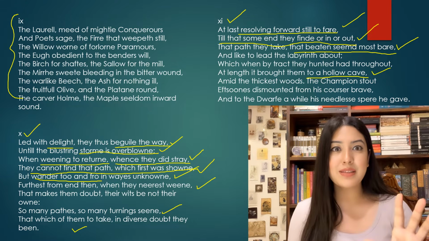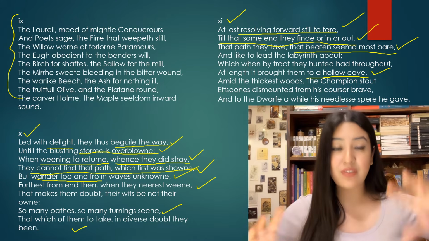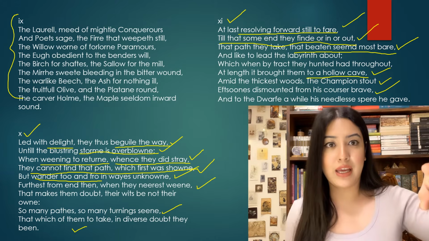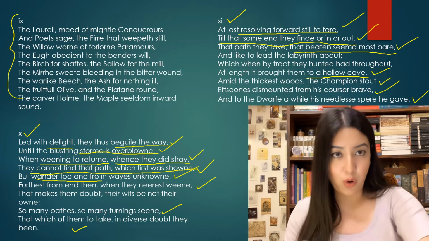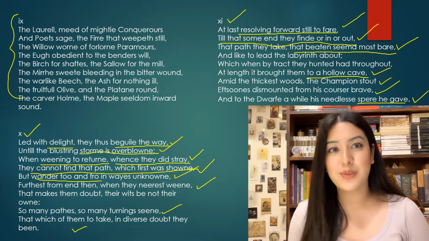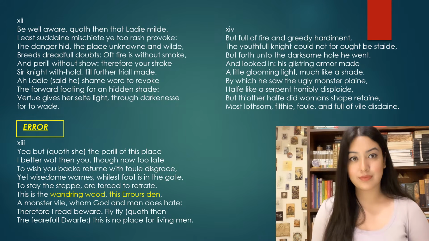So they come to this cave and the Red Cross Knight dismounts from his horse and strives to go in. He gives his spear to the dwarf to hold for some time and says, okay, I'm going in. Now we're going to move on further.